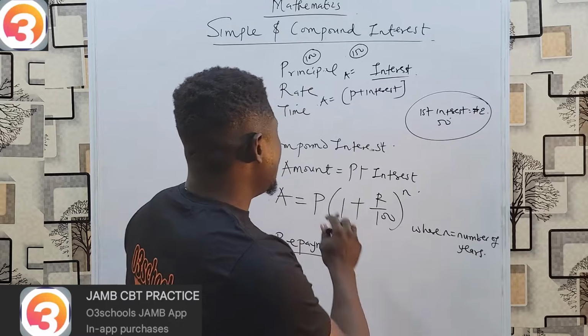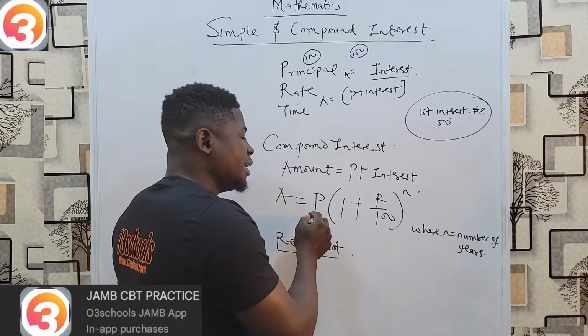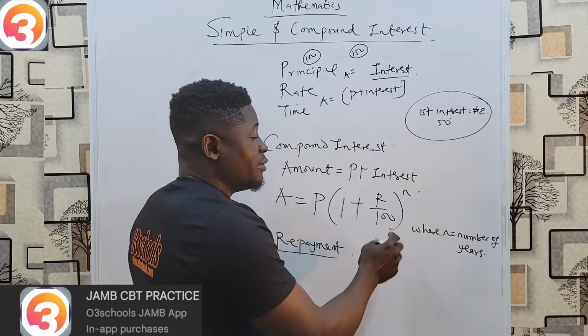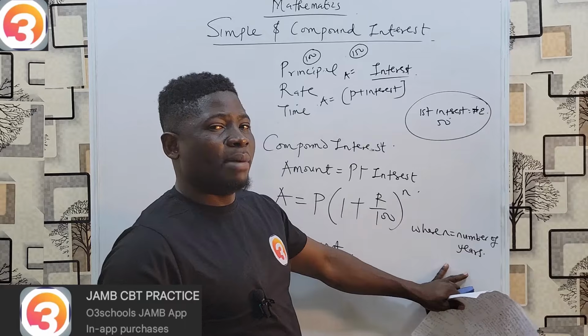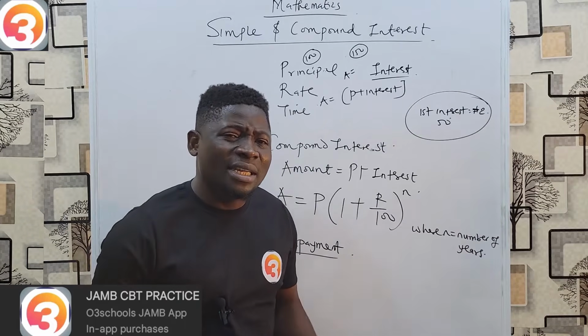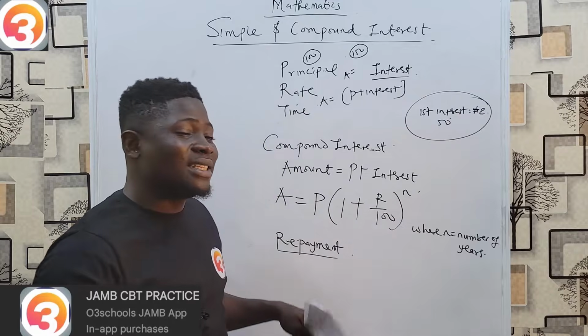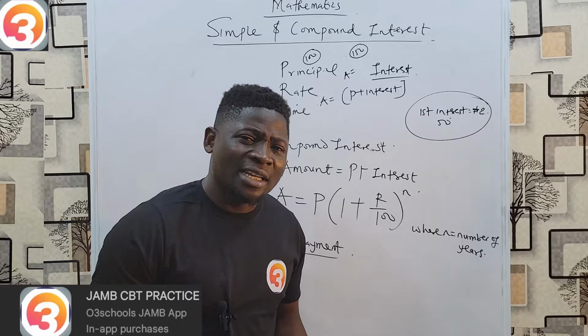So in that case, amount is principal plus interest, and the amount can be calculated as P into bracket 1 plus R over 100, all raised to power N, where N is the number of years. Then repayment. As I said, repayment is the amount that the borrower can pay.